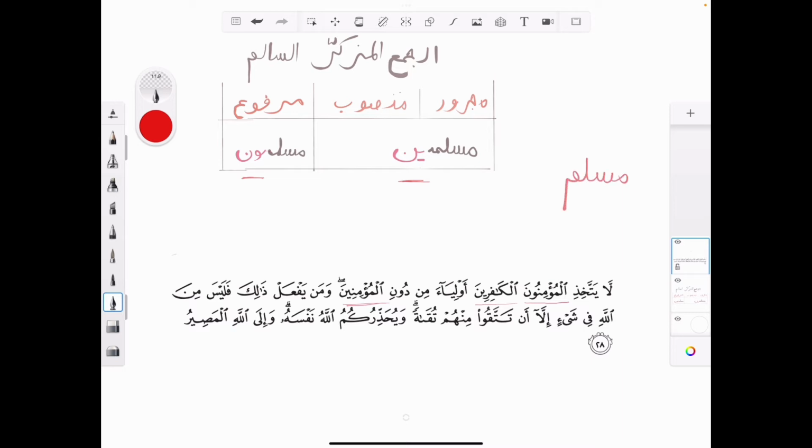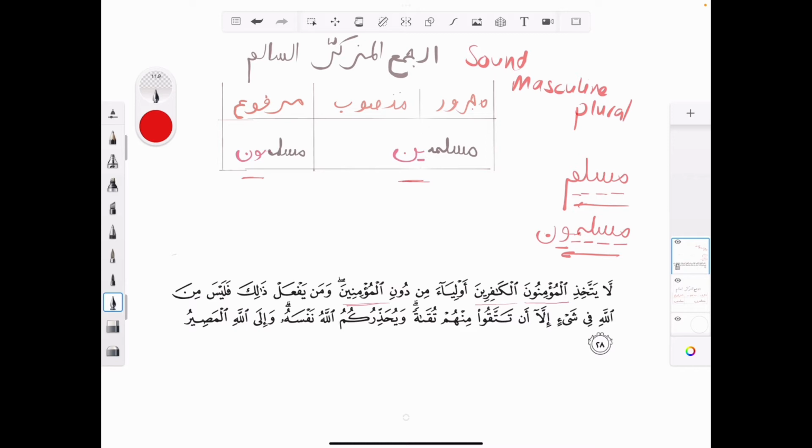What's happened is when we make it into a plural, we've kept the original. So the meem, seen, lam, meem continues here. So it's actually a sound masculine plural, or Jama Muzakkar Salim, right? The plural hasn't lost its pattern from the singular. The meem, seen, lam, meem is still there. So that's why it's called Jama Muzakkar Salim.